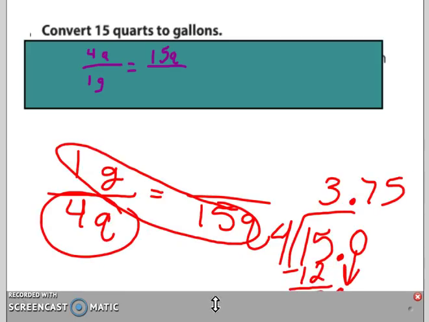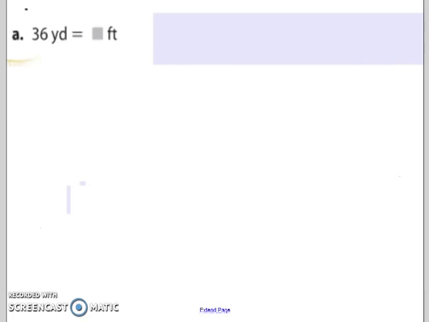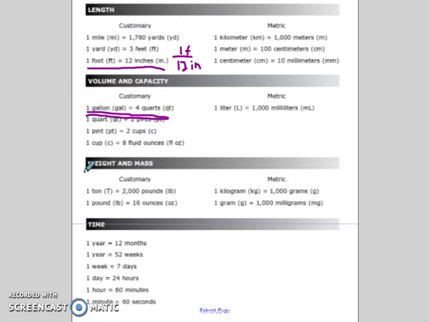Alright, so when you cross multiplied, you did 15 times 1, and it's just 15. Then you divided by the number that's left over. So 15 divided by 4, and you should have gotten 3 and 75 hundredths. Okay. Go ahead, pause the video, and determine this problem using our chart.